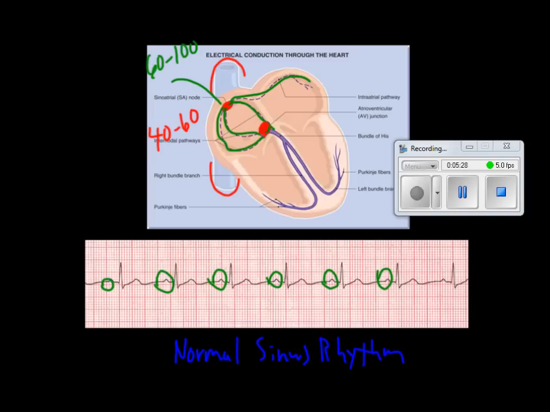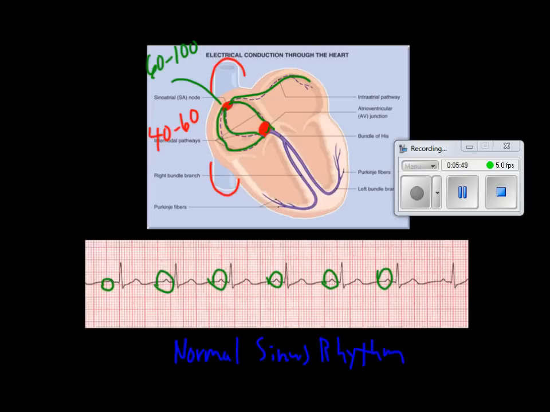But under normal circumstances, 60 to 100 is a normal heart rate, because that is set by the sinus node. The sinus node sets the rate, and all of the other cardiac tissue follows behind the dominant pacemaker, which again, in a normal healthy heart, would be the SA node. So 40 to 60, we're at the AV node.